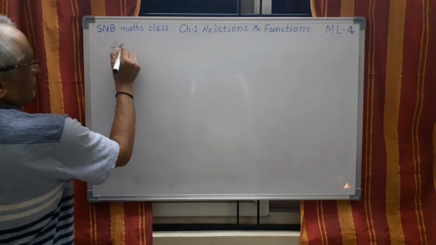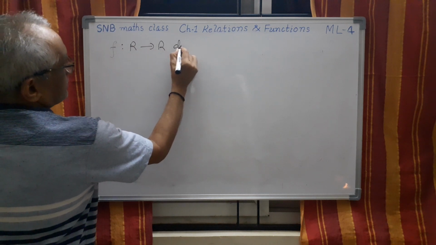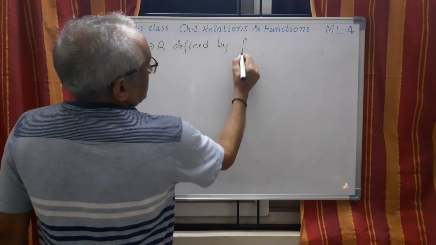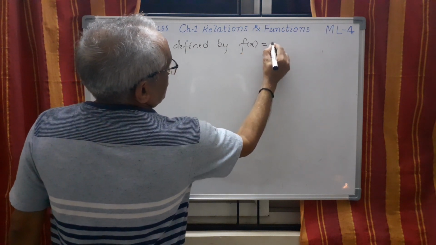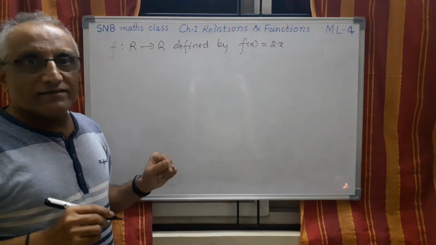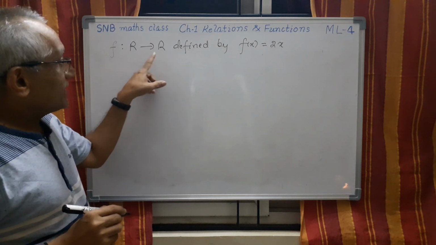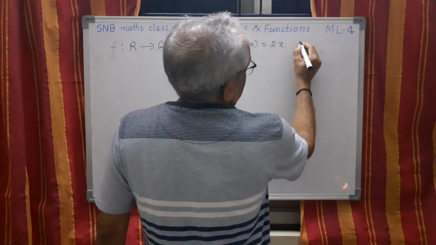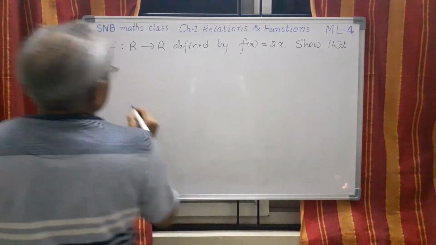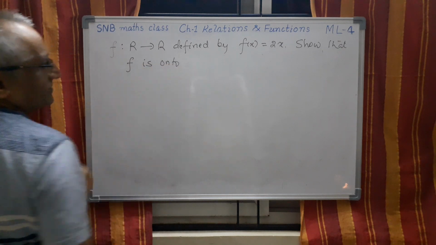Say f is a function from R to R defined by f of x equal to 2x. Same example I am taking. Earlier it was N to N, 2x. Here it is f of x equals 2x, but the domain and range are R and R. Then the question is this: show that f is onto.